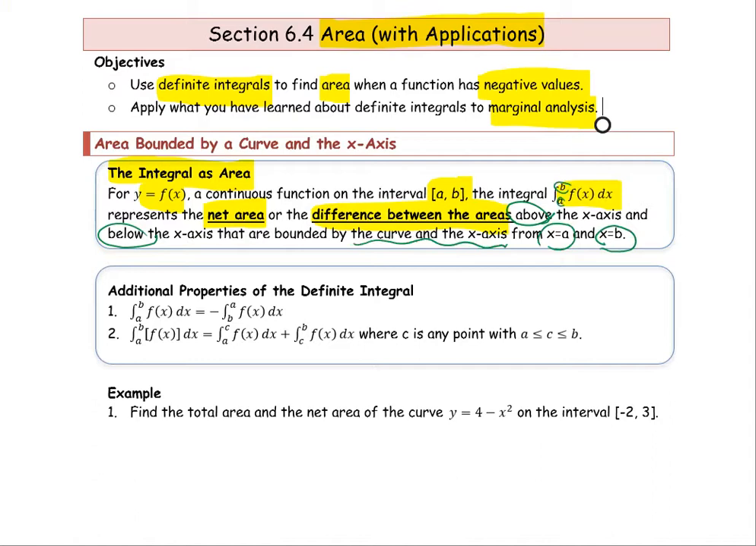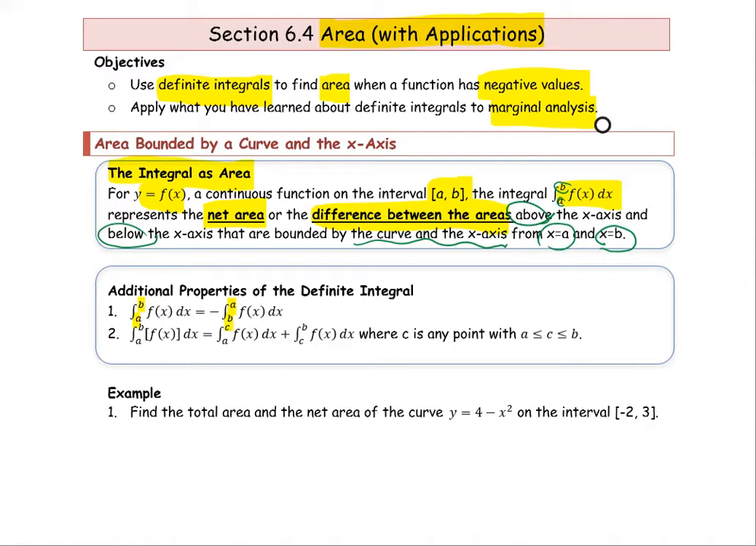We also use additional properties of the definite integral. As the first one, the integral from a to b of the integrand f of x with respect to x is the same as the negative of the definite integral from b to a of f of x with respect to x. The other way to say it: if we swap the lower limit and the upper limit, the integral sign will be opposite.